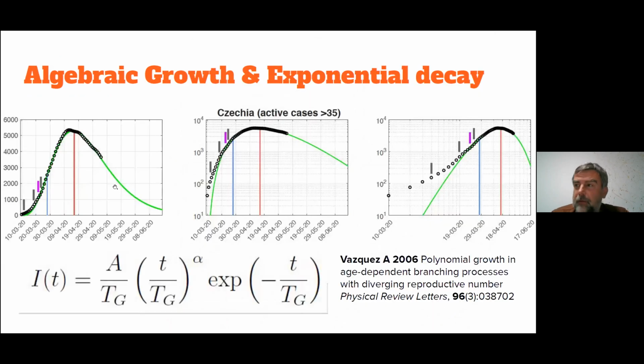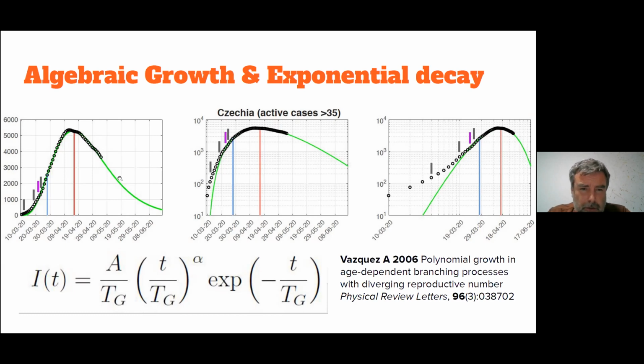And at the time, I came across a paper by Robert Ziff from University of Washington, who modeled the number of deaths in China. And he was working with the setting of Vasquez from 2006, when he was looking at age-dependent branching processes. And he saw the polynomial growth, so some kind of power-law growth in time, but also a decaying exponential. So this is pretty far from what SIR models will give you.